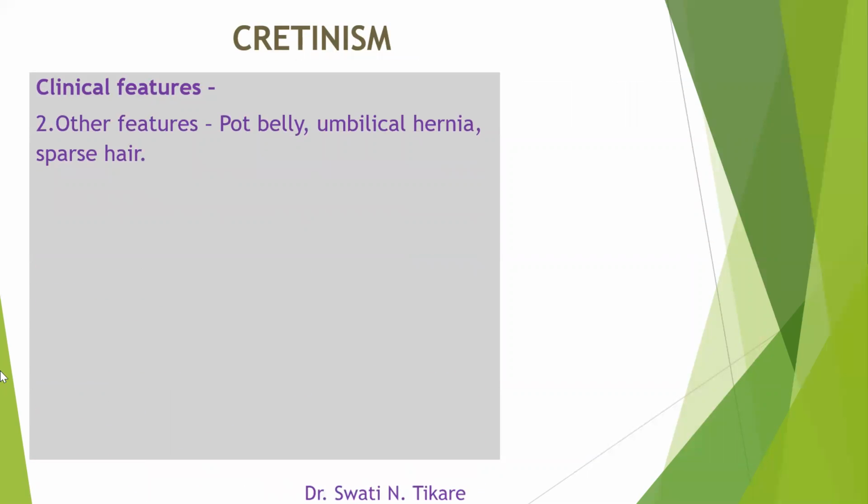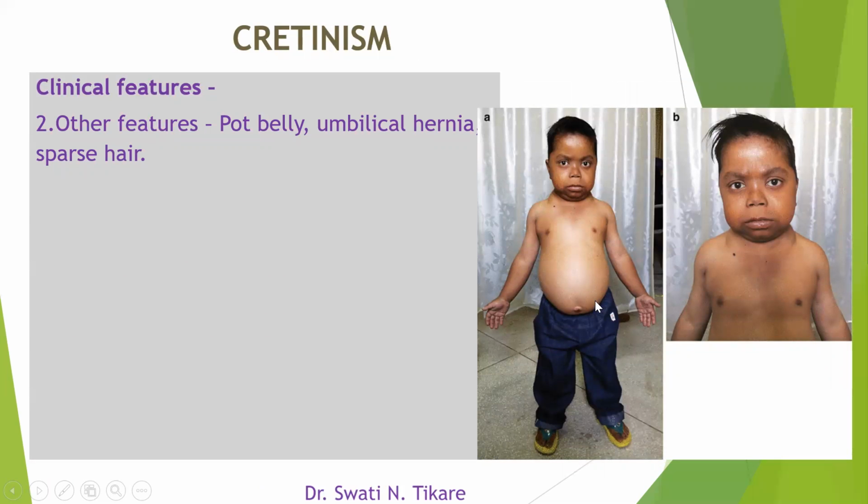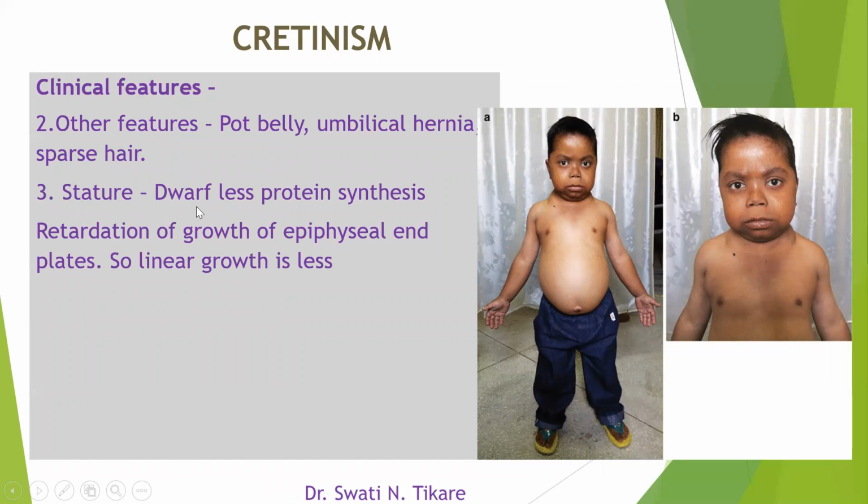Next, other features are pot belly. There can be an umbilical hernia and sparse hair. So this you can see. He has not grown up properly. He's a dwarf, there is a pot belly, there is a small umbilical hernia there, very little hair. Stature is dwarf because less protein synthesis is happening, with retardation of growth of epiphyseal end plates, so linear growth is less. In addition to growth hormone, thyroid hormone also plays a role in the physical growth of the person. Okay, so here we have a dwarf.